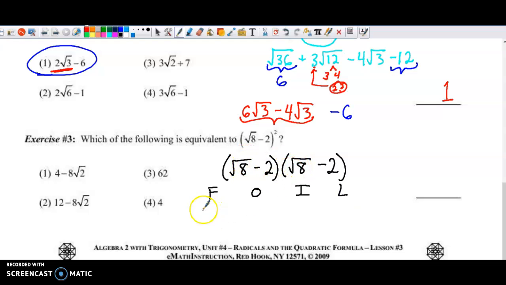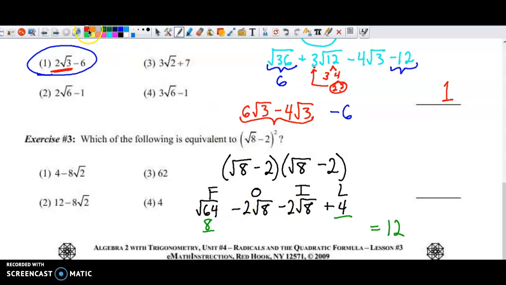So root 8 times root 8, well, that's root 64. Root 8 times negative 2, that's negative 2 root 8. Inside is negative 2 root 8 as well, and negative 2 times negative 2 is positive 4. But we're not done, because we know the square root of 64 is 8. If you didn't know that, then you should practice a few rules. And then 8 plus this 4 over here would give me 12. You can probably figure out what the right answer is.